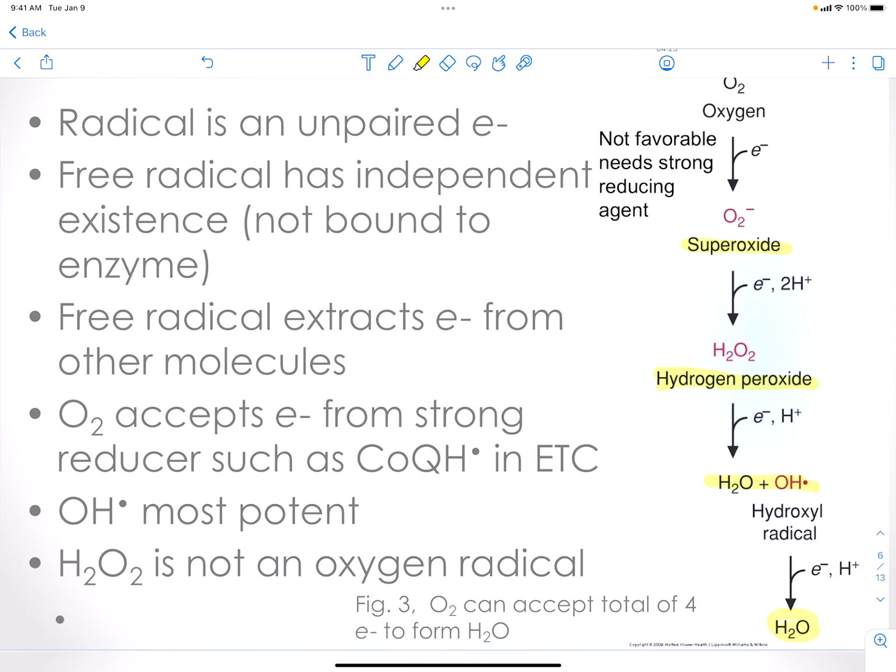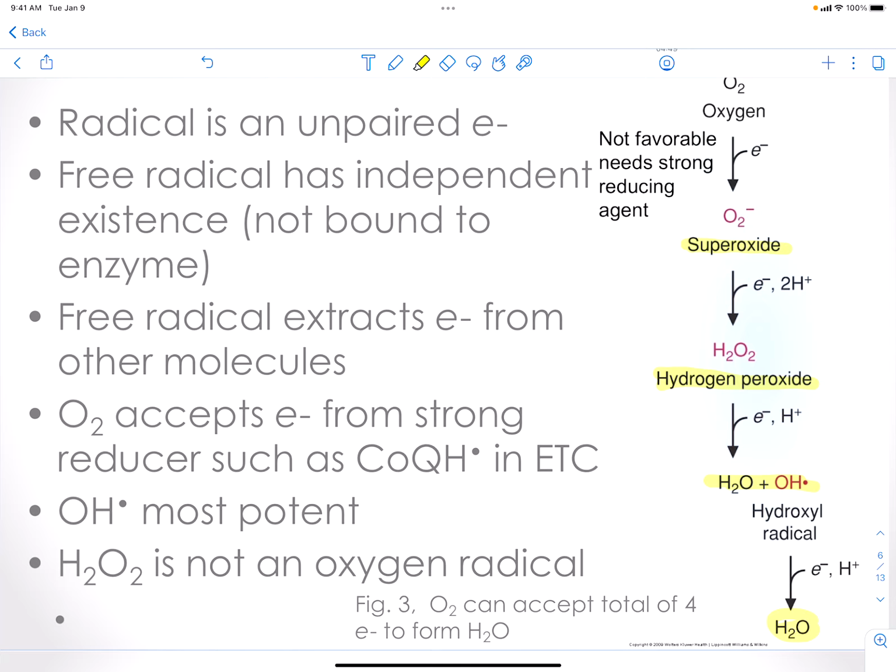So what's important to understand is the radicals are independent. So they have an independent existence, meaning they can react with whatever they want to. They can react with lipids, they can react with proteins, nucleic acids. And these radicals are going to take electrons from other molecules. So they're going to leave behind in other molecules another form of a radical, which will then react as well.